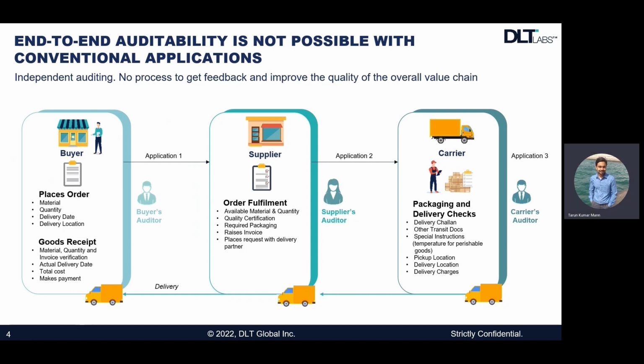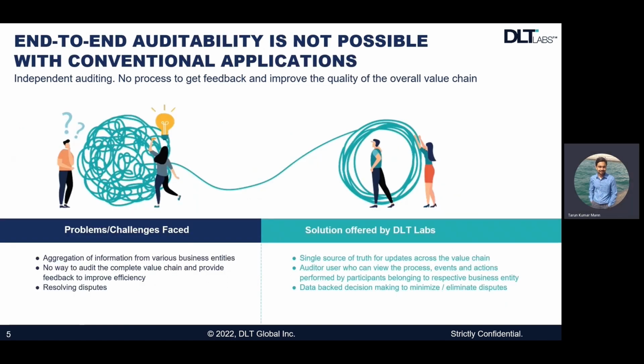So even in case one organization wants to improve their overall process and increase their efficiency in the complete value chain, the current architecture of the application doesn't permit the auditor to perform such actions. Typically, we've seen multiple challenges faced even by the auditor, as the organizations operate in silos and have disparate systems.